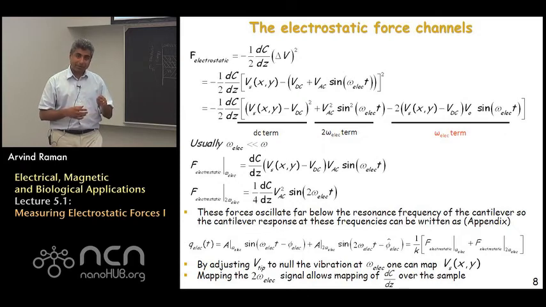So all we have to do at every point in the sample is implement a feedback loop whereby one changes the DC voltage on the tip to make the cantilever response at omega elec equal to 0. By doing so, we're effectively saying that the electrostatic force at omega elec has become 0, and that's only possible if the DC voltage has now equaled the Vs, or the voltage on the sample. So we're effectively nulling the voltage on the sample.